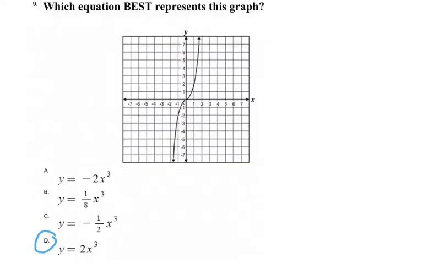So which equation best represents this graph? All you gotta do is graph them. If you missed this one, I'm guessing that maybe you just typed it in wrong. Just notice where the vertex is. It's at (0, 0). So when you graph these, look at the vertex.